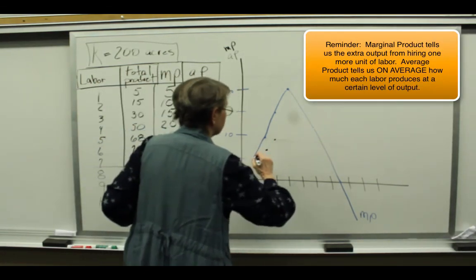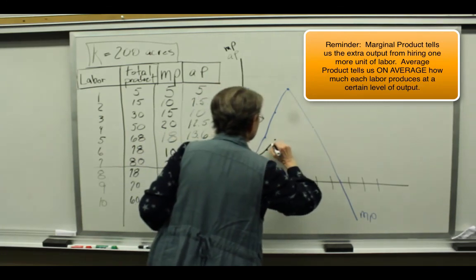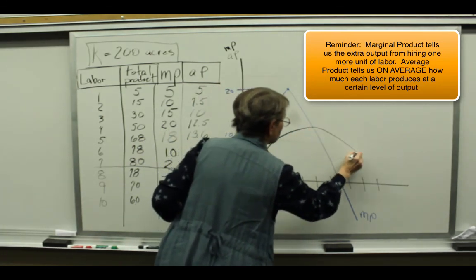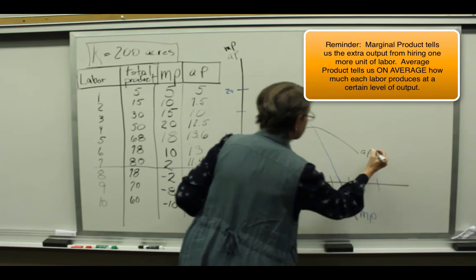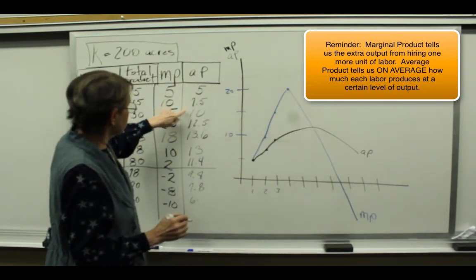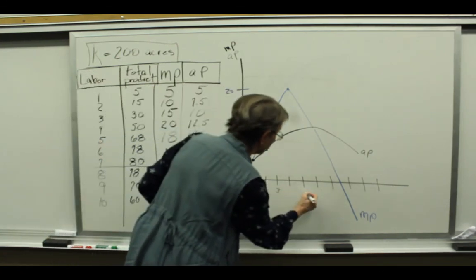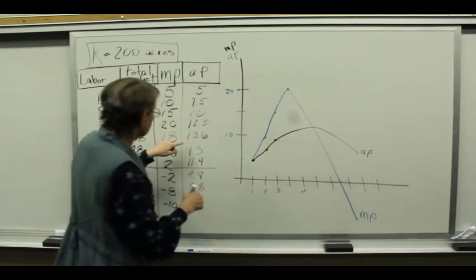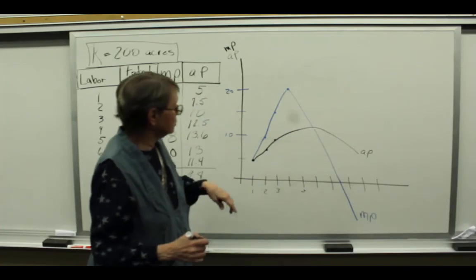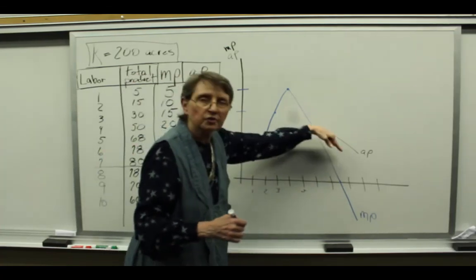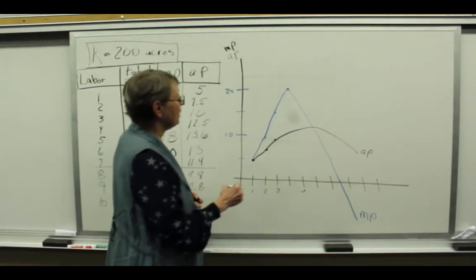And if we graph this, we end up with something that looks like this. Average product increases, increases, increases through the 5th worker, 1, 2, 3, 4, 5, and then it begins to decrease. So somewhere between 5 and 6, it turns around and goes back down.